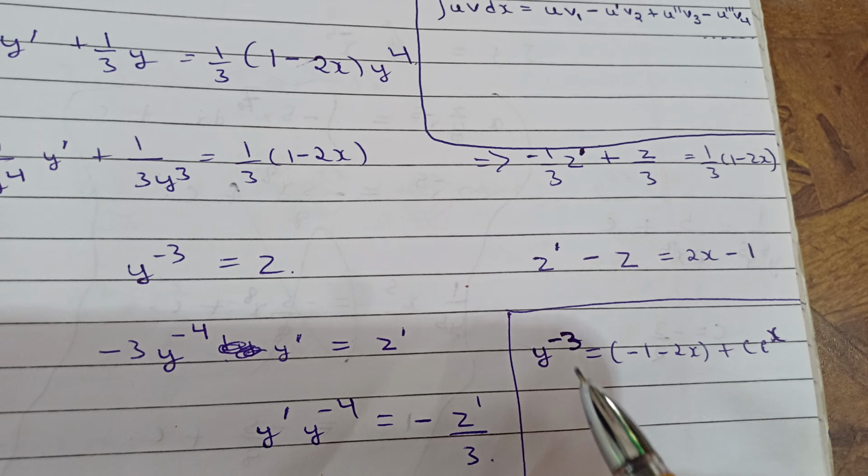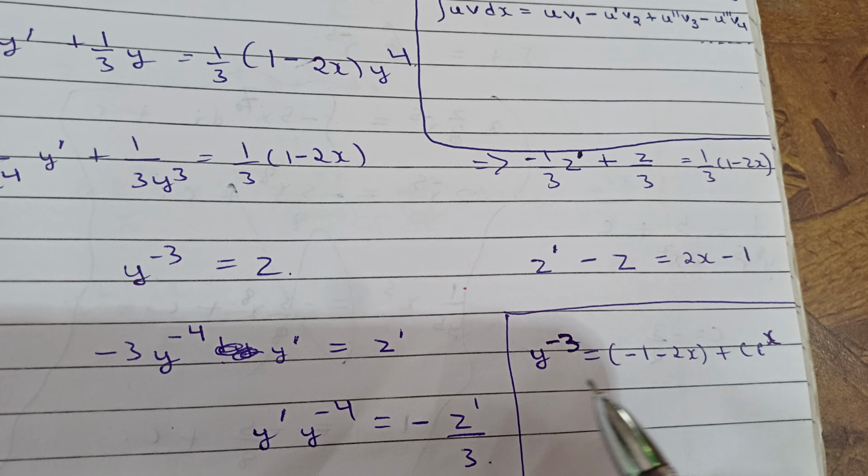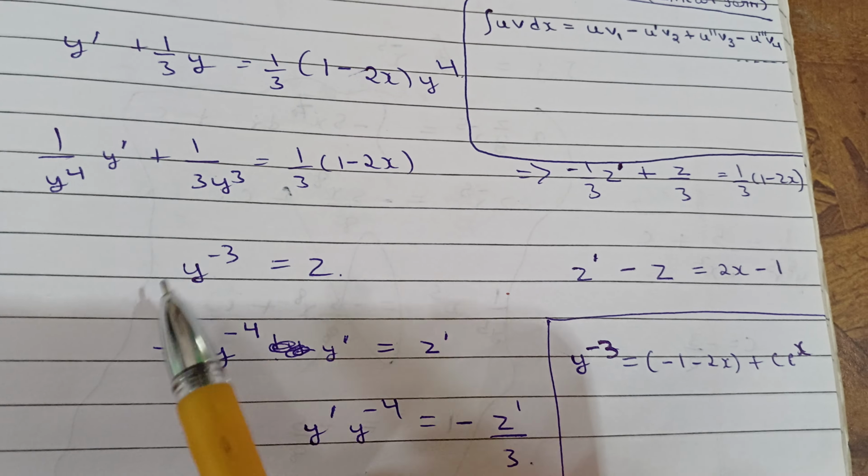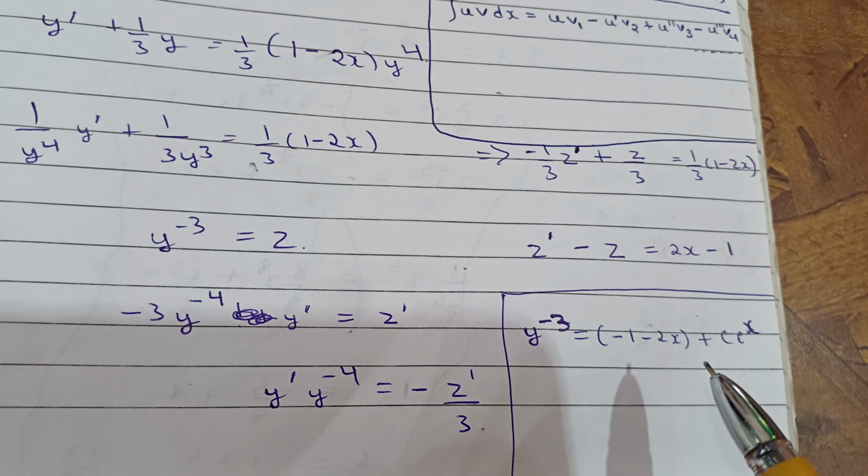So in the last you will get y minus 3 equal to this, meaning you will get z equal to this, and z is equal to y minus 3. That's why we write this equation as this.